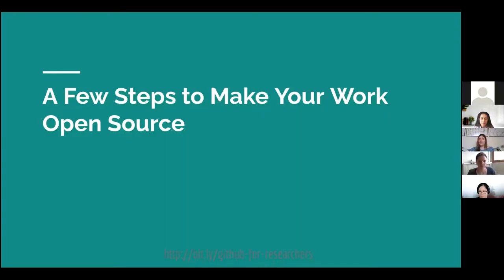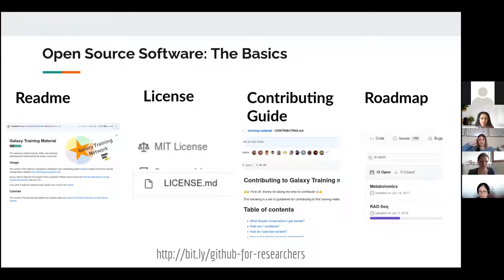So a few steps to make your work open source. A README is a very important part of this. If you want people to know what your software is and how to start using it, that's the number one thing people will see. So be sure to include lots of good images there. License: if it's going to be open source, it needs a license file. So it takes 2 minutes to add a license with GitHub. It's really easy, just do it.